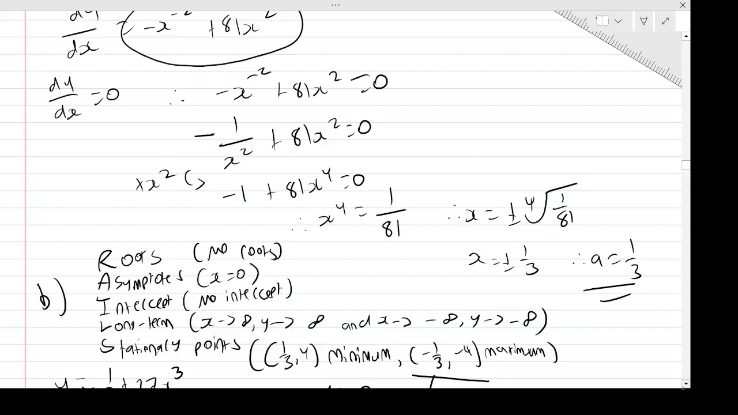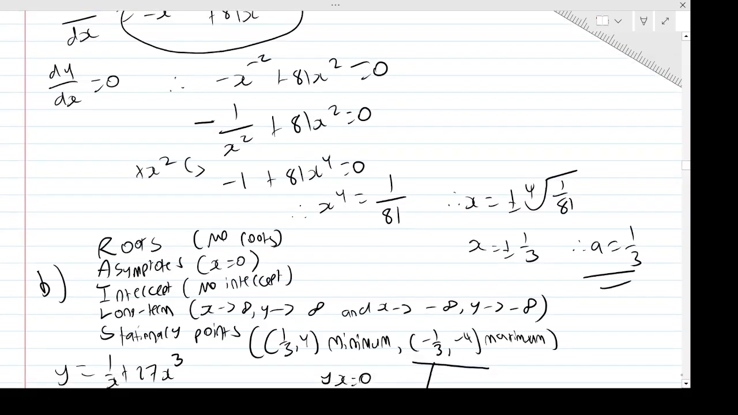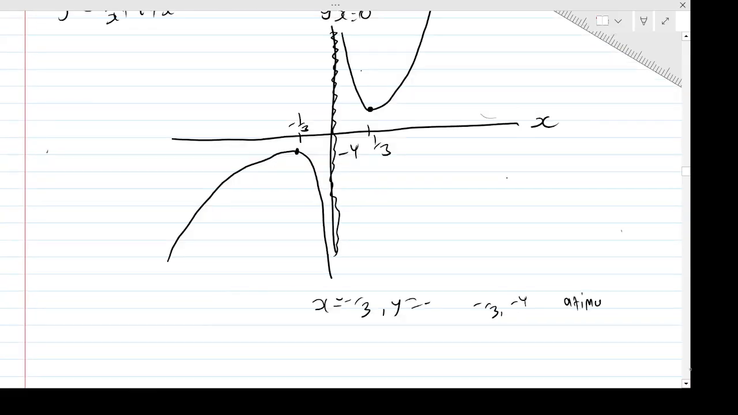And there's a lot to consider as well. But yes, that is how we approach graph sketching, and that's what the graph will look like. Cool. Lastly, we could label our stationary point if we wanted to. So it'd be a third, 4, and then this would be minus a third, minus 4, and that is a fully sketched graph. Okay, there we are.